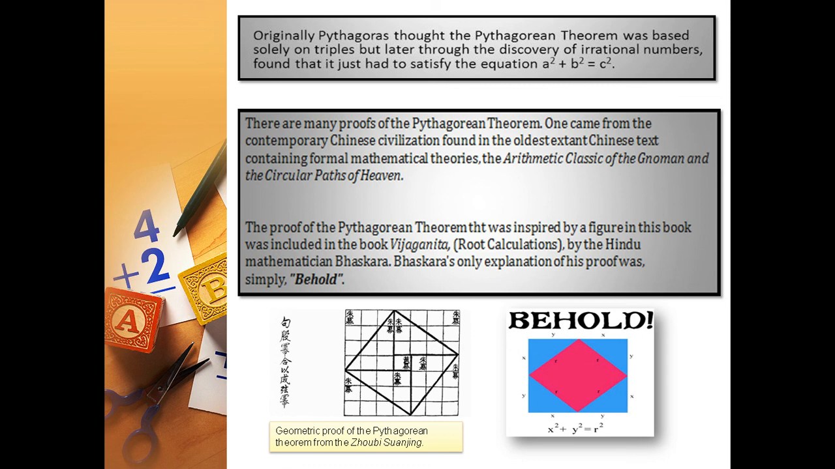There are many proofs of the Pythagorean theorem. One came from the contemporary Chinese civilization, found in the oldest extant Chinese texts containing formal mathematical theories, the Arithmetical Classic of the Gnomon and the Circular Paths of Heaven. The proof of the Pythagorean theorem that was inspired by a figure in this book was included in the book Vijayaganita Root Calculations by the Hindu mathematician Bhaskar. Bhaskar's only explanation of this proof was simply, behold.